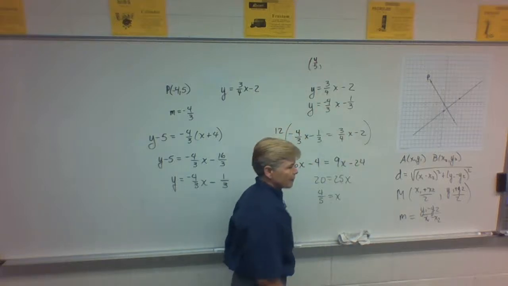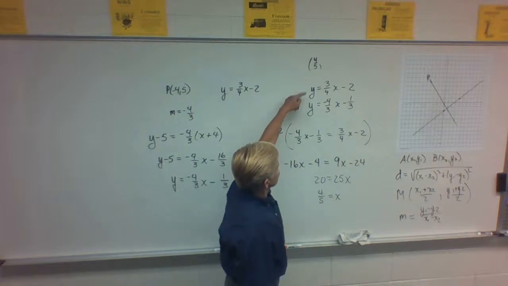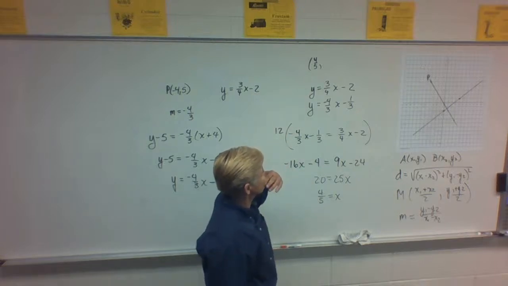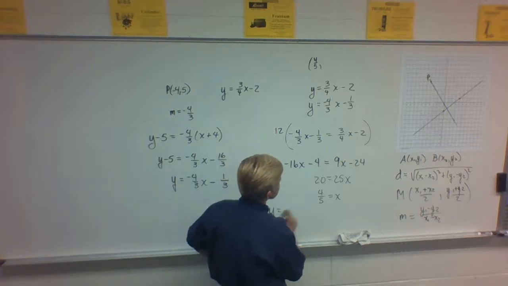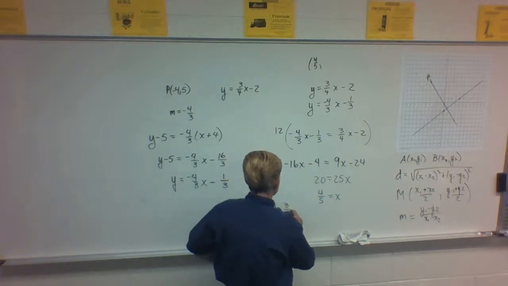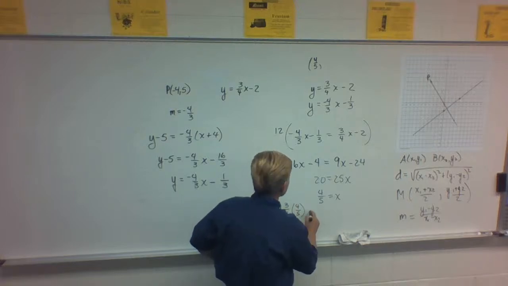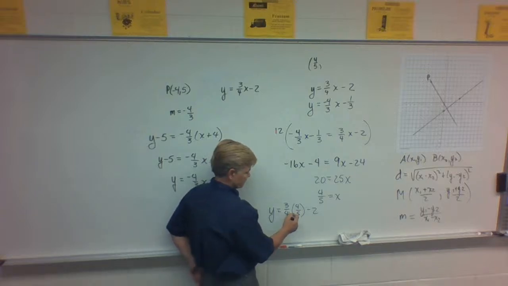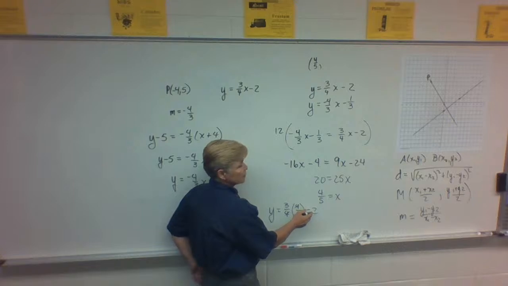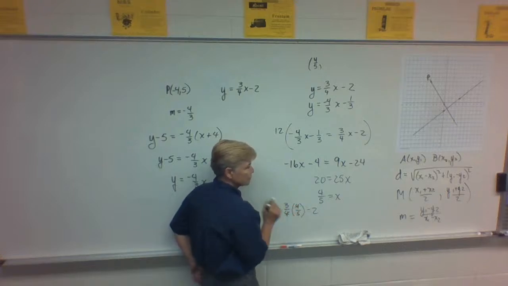4/5. How do I find the y? Plug it in here or here. Which one do you choose? First or second one? First one. Okay, so we have y = 3/4 times 4/5 minus 2. You see the 4s will cancel here? I have 3/5 minus 2. 2 written as fifths is 10/5. So 3/5 minus 10/5 is -7/5. Do you agree?